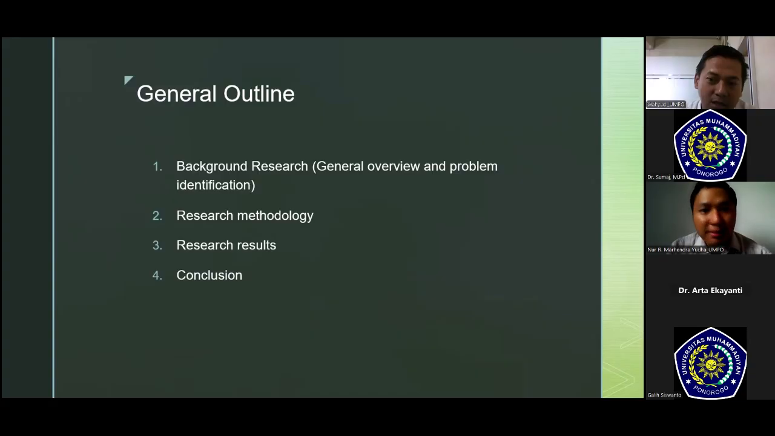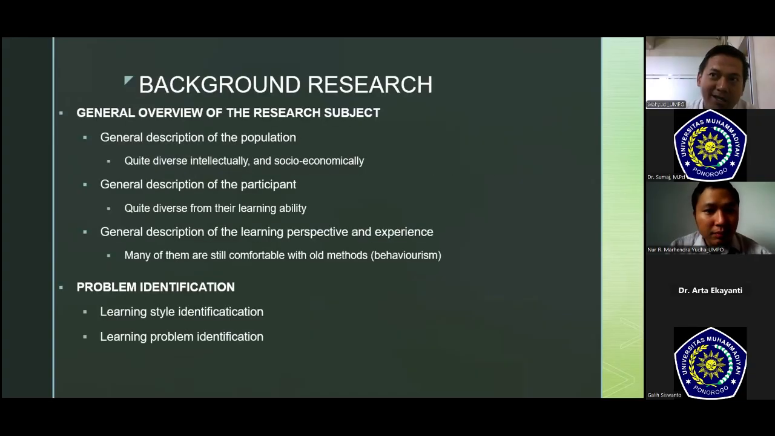Next slide, please. So here's the background research. The general overview of the research subjects. We need to look at what are the generic conditions or general descriptions of the research subjects, especially in schools. So here is the general description of the populations.